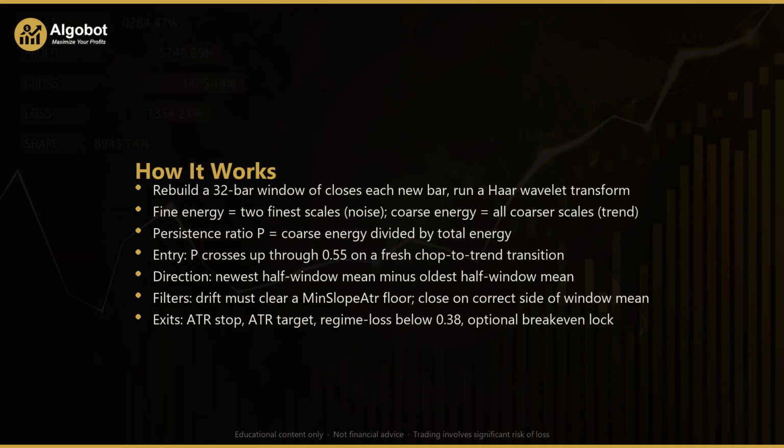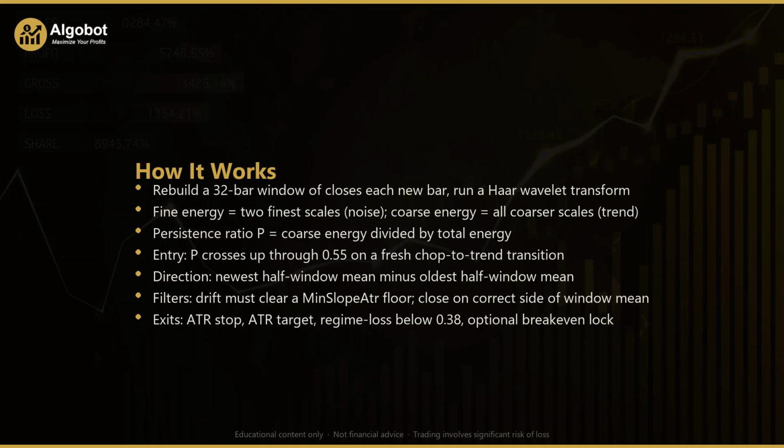For pure random noise, the energy spreads out so that the fine scales hold roughly 3/4 of it, and P sits down near 0.25. For a clean directional run, the slow swing energy dominates, and P climbs well above 0.5. That single ratio is the gate. Now for direction. The strategy takes the average of the newest half of the window and subtracts the average of the oldest half. If that difference is positive, the underlying structure is pointing up. If it's negative, the structure is pointing down.